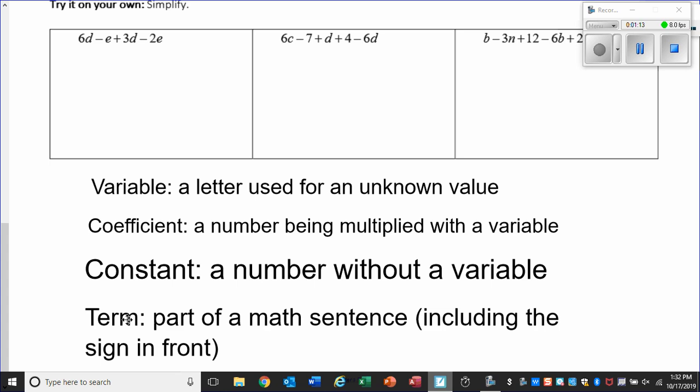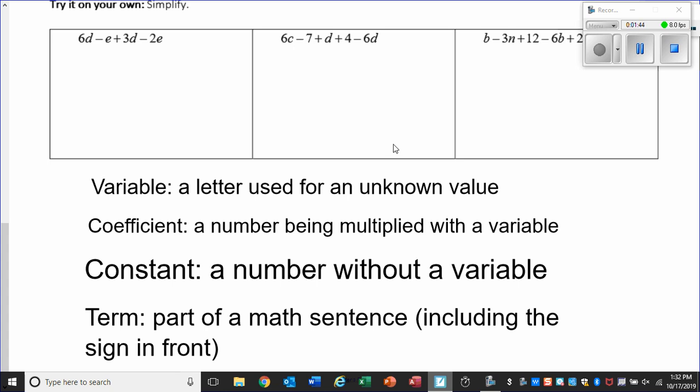And a term is part of a mathematical sentence. And that term will include the sign in front. So if you look at this example right here, 6c is one term, because it's all together. Okay? -7 here, because I'm including the sign, is a term. D is a term. 4 is a term. -6d is a term. Okay? Those are all the parts that make up that mathematical sentence.